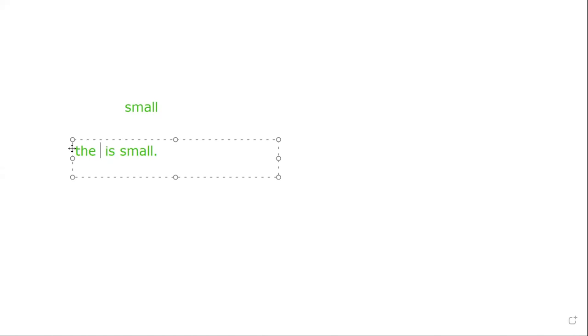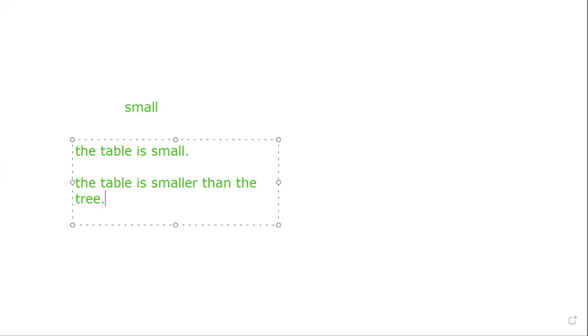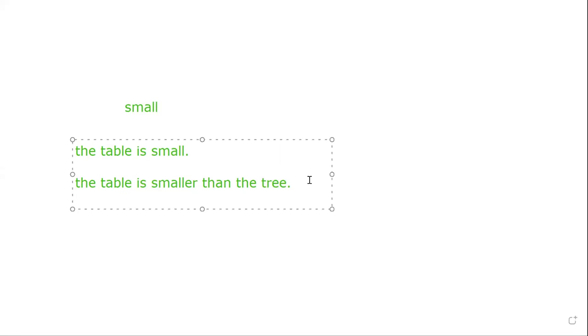The book or the table. The table is small, okay? Then the table is smaller than, let's say, the tree, right? Yeah, so use verb to be when you compare.